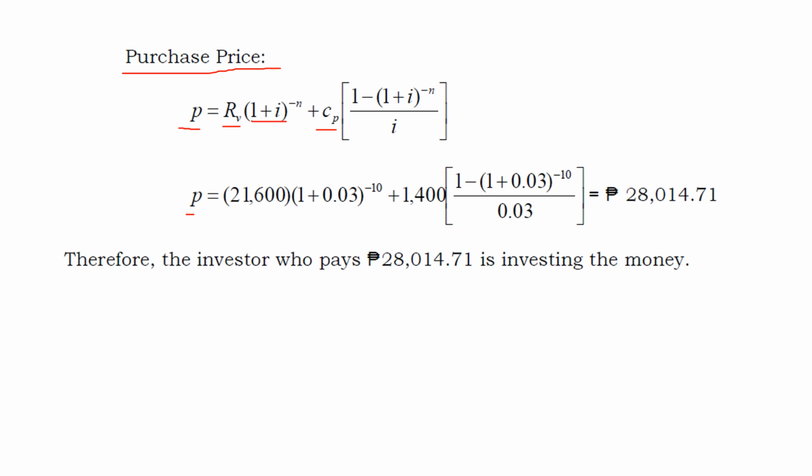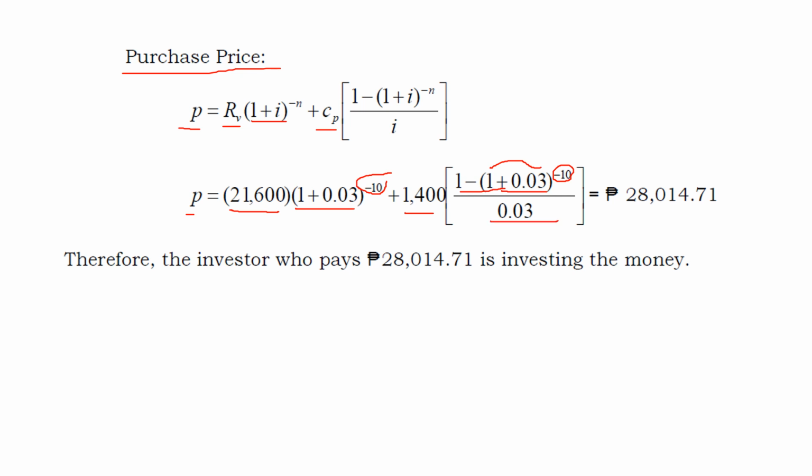Your P now is equal to 21,600 multiplied by 1 plus 0.03 raised to negative 10, plus 1,400 multiplied by 1 minus 1 plus 0.03 raised to negative 10. Your negative 10 here will be the exponent for 1 plus 0.03. So whatever the resulting value from your 1 plus 0.03, that will be the base of this negative 10 as your exponent, all over 0.03.